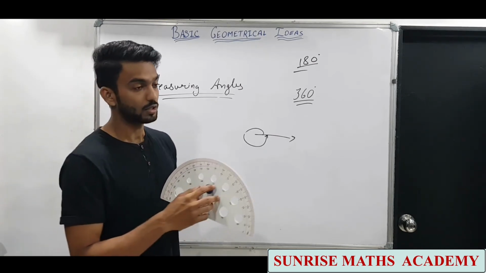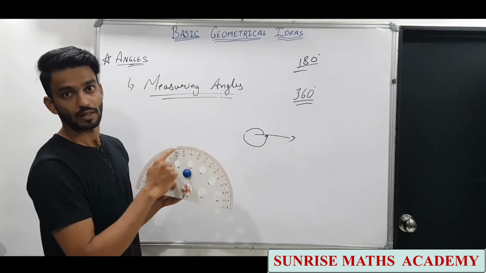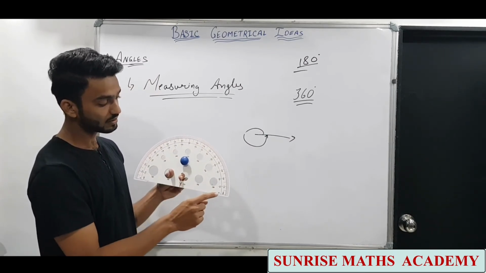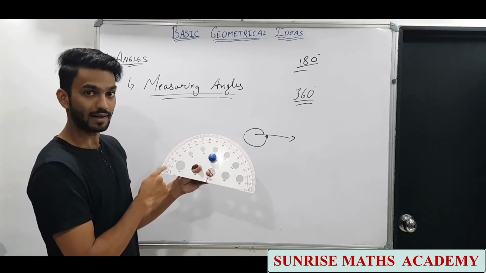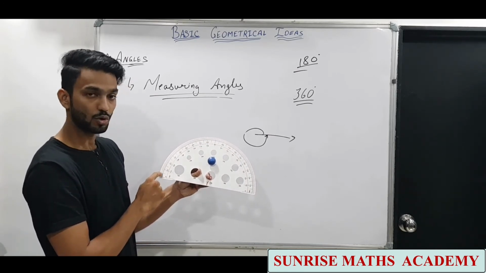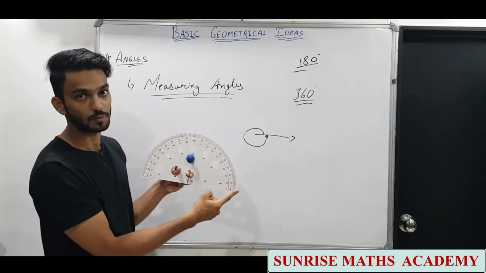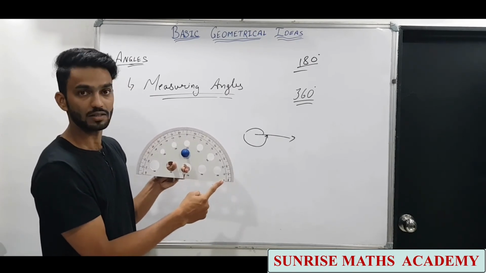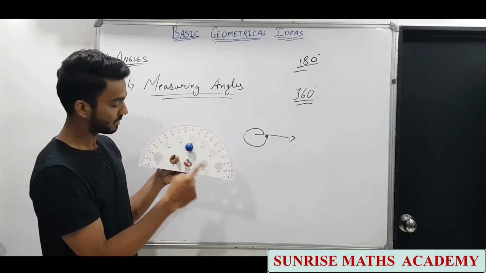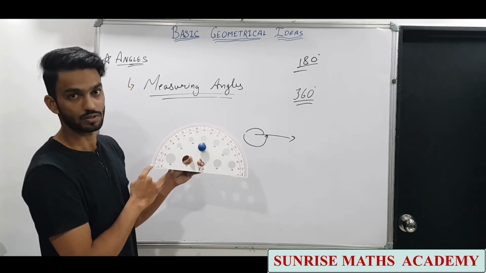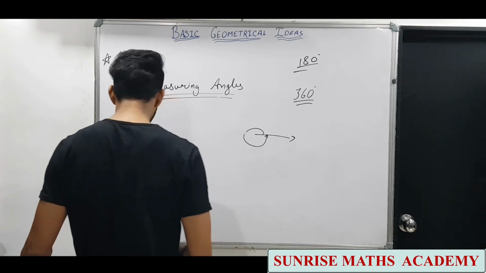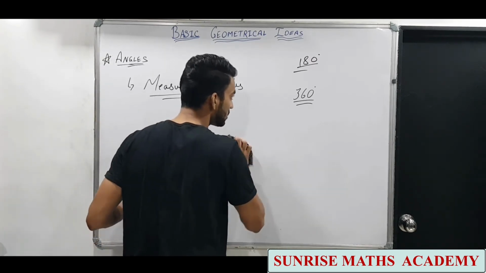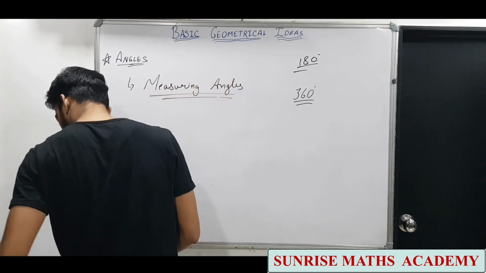Here we have two scales on this curved edge. One scale starts from this side 0, comes here 180, and the other scale starts from here 0 and comes on this side 180. The scale that starts from here is the inner scale and the scale that starts from here is the outer scale. So we'll be using these scales now. Why two scales are given and when to use which scale, that we need to understand.